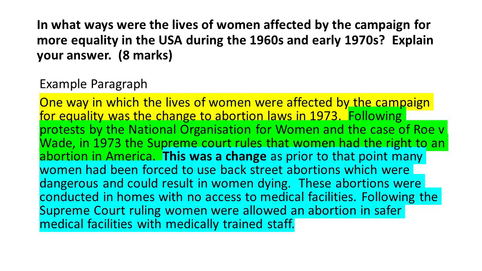And then finally, my explanation. Why is this affecting the lives of women? I've also highlighted in bold for you, this was a change. It helps the examiner see that you understand you're looking for changes in this period. So there's your example paragraph. Press pause, copy it down if you need to, but then I want you to try and construct your own second paragraph about another aspect in where the lives of women were affected by the campaign for more equality.